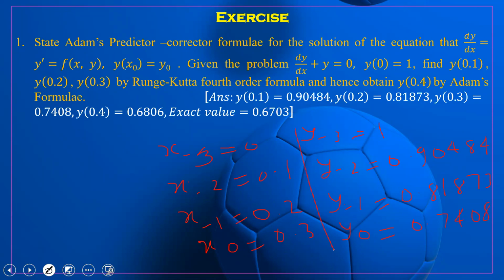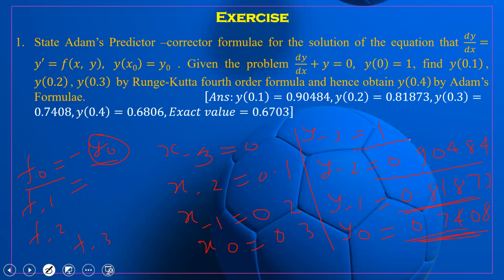Now, once we have y_-3, if we use the formula, we should calculate f_0, f_-1, f_-2, and f_-3. So how to calculate f_0? f_0 can be calculated with the help of this formula. It is -y. So f_0 is equal to -y_0. What is -y_0? This is 0.7408, but this value will be negative; you only multiply with the negative. So for all of these, f_0, f_-1, f_-2, f_-3, we only have to put the negative value.